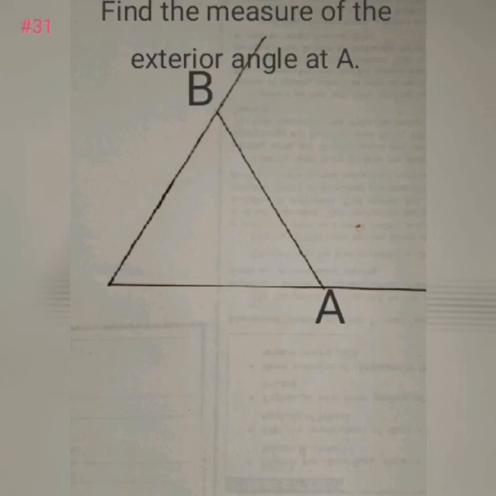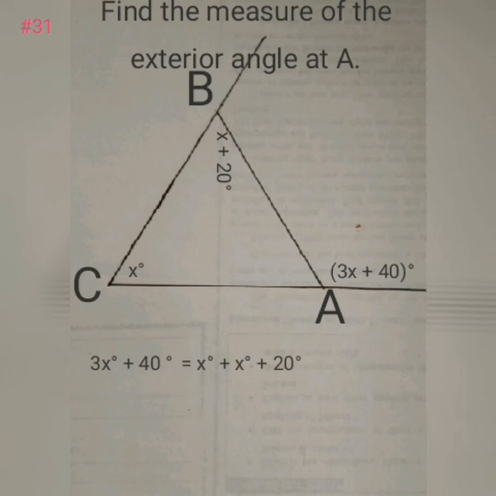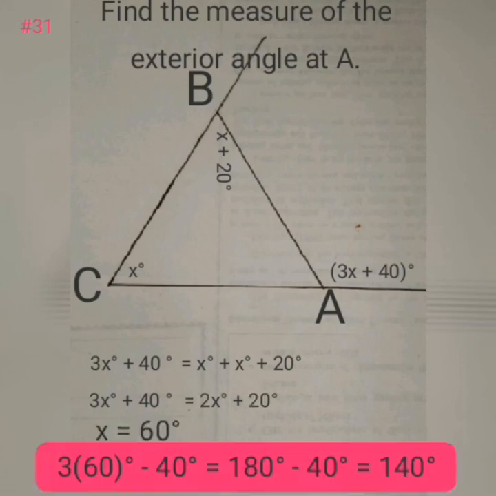Find the measure of the exterior angle at A. Remember this. The measure of an exterior angle of a triangle is equal to the sum of the measures of two non-adjacent interior angles. Since x is equal to 60 degrees, the measure of the exterior angle at A is equal to 140 degrees.